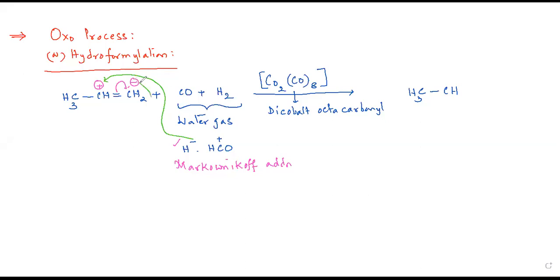Then this one, CH3, CH2, then CH2 to which the CHO is added. It's nothing but an aldehyde. So this is how we get a carbonyl compound. Of course, this is a major product.